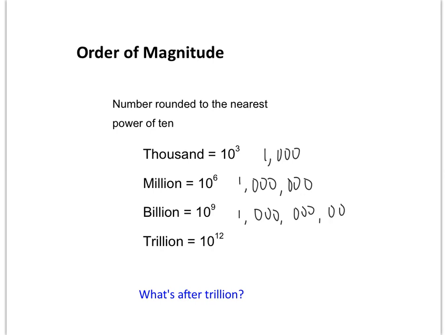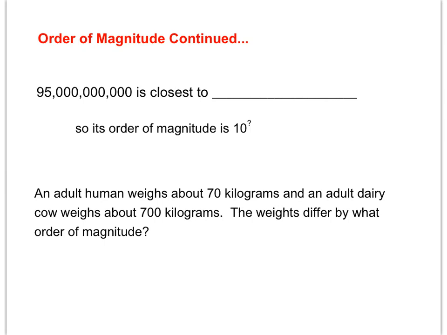So 10 to the ninth. And trillion is 10 to the 12th. So I'll write 12 zeros. And just a question, but do you know what comes after trillion? Quadrillion, then quintillion, and it will continue on with certain prefixes. 95 trillion is closest to it if we rounded, 100 trillion. So its order of magnitude would be 10 to the 11th because it has 11 zeros.